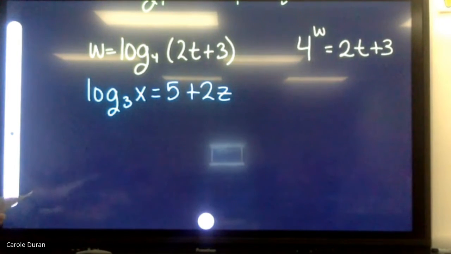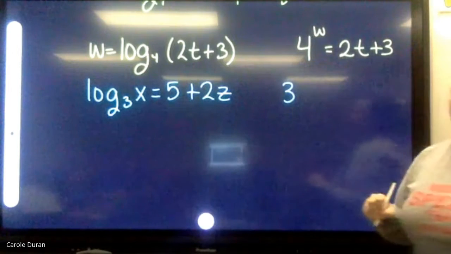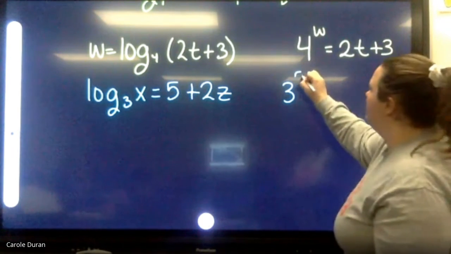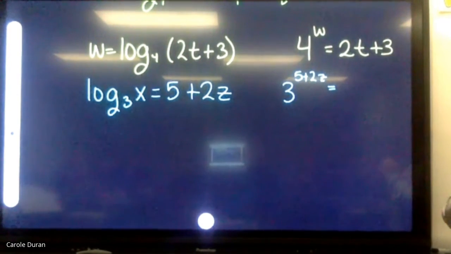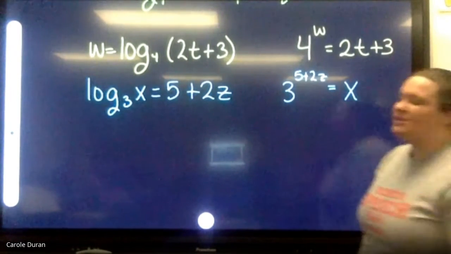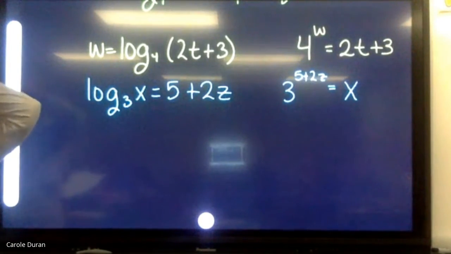Jojo, what's it going to be? What's going to be the base of my exponential function? 3. What's going to be the exponent? Five plus 2z, which means my answer is what? X. So 3 to the 5 plus 2z power equals x. Questions, concerns, or issues?